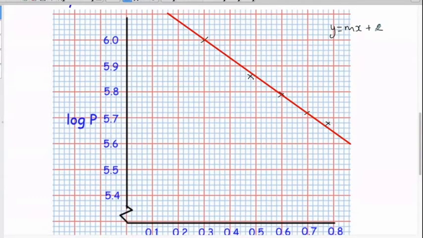In order to have the equation of a straight line, we need the gradient and we need the y-intercept. Unfortunately, on the graph that I've drawn, I can't just read off the y-intercept. So I'm going to have to use my y minus y1 equals m(x minus x1) and pick two points out. And I may as well use two points that my line has actually gone through. So I'm going to use this one, which was 0.3 and 6. And what else has it gone through? Let's use this 0.7 and 5.72.